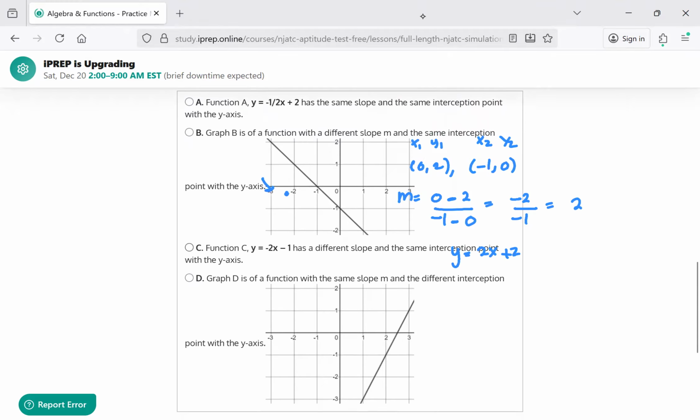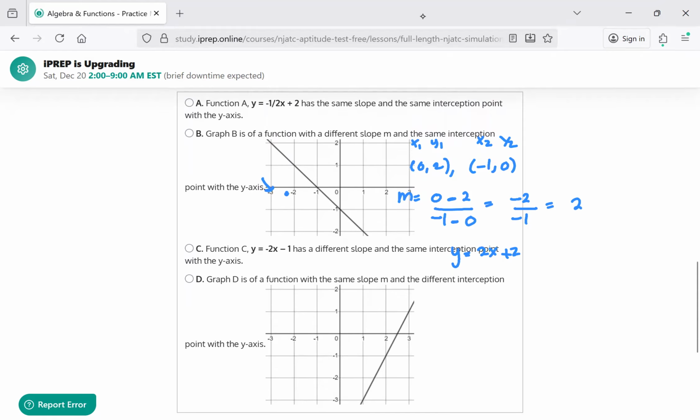What about D? The graph of function D has the same slope and a different intercept. So yeah, that's true. It looks like our y-intercept is 2, their y-intercept is not 2, it's different. But is their slope positive 2 or 2 over 1? Let's see. If I pick a point here, I go up 2 and then right 1. Yes, up 2, right 1, yes. So it has to be D.